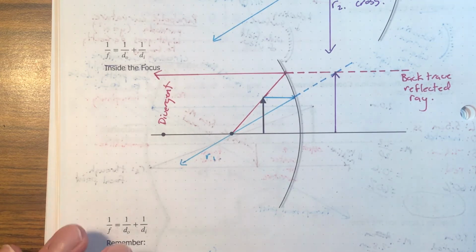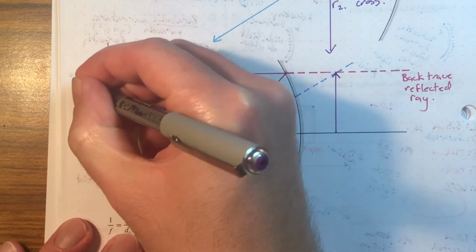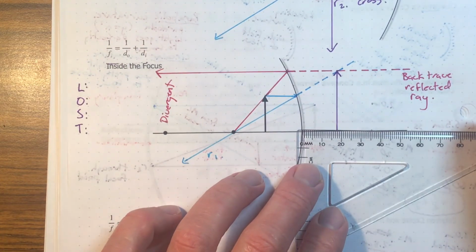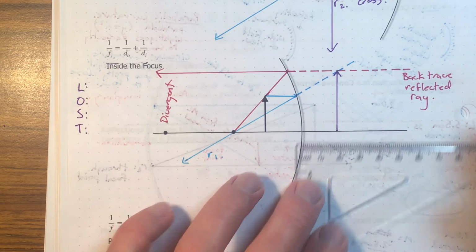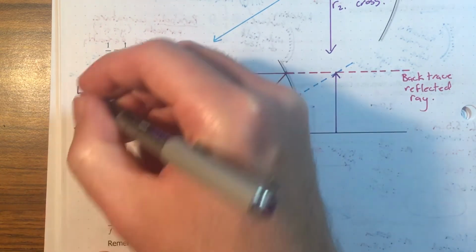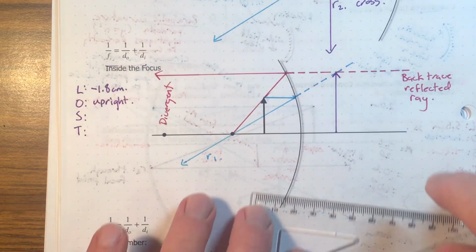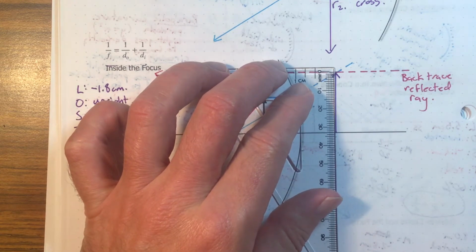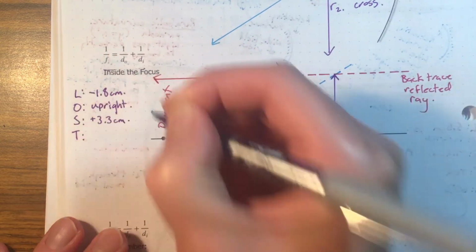So let's do our LOST. What is the location of our image? This time, the location is negative 1.8 centimeters. The orientation is upright. The size, this one got bigger, right? It is now plus 3.3 centimeters.